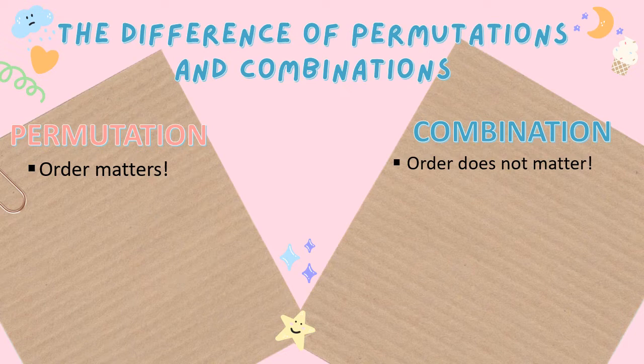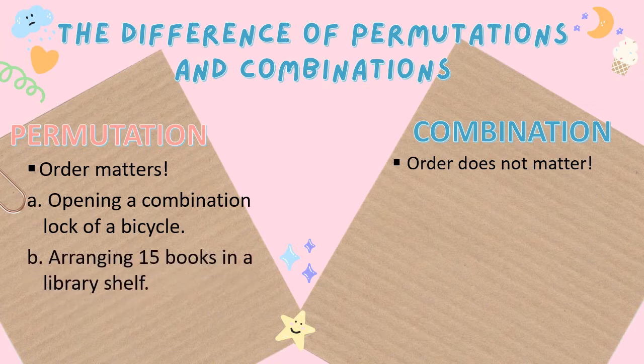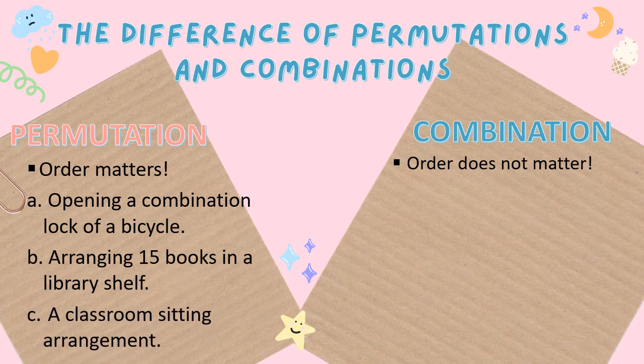Now, magbigay nga kayo ng examples ng permutation. Okay, very good. Opening a combination lock of a bicycle. What else? Correct. Arranging 15 books in a library shelf. Last one. Ano pa sa tingin ninyo yung example ng permutation? Correct. A classroom seating arrangement.